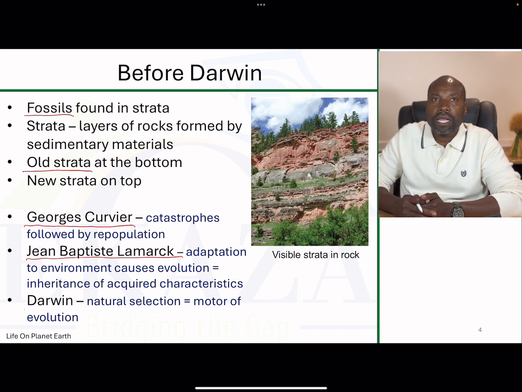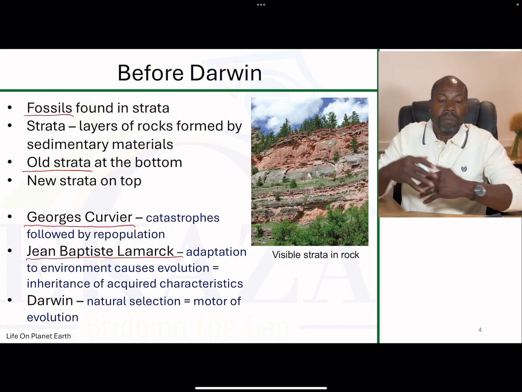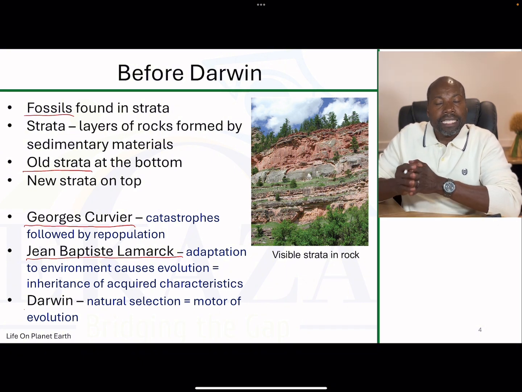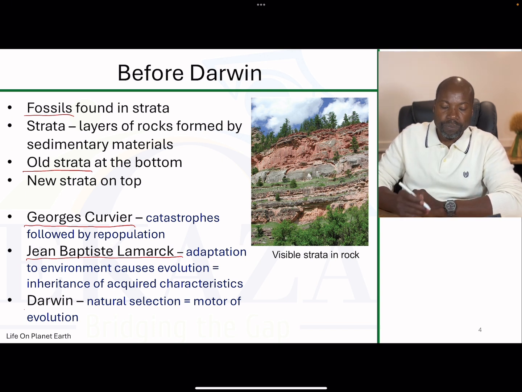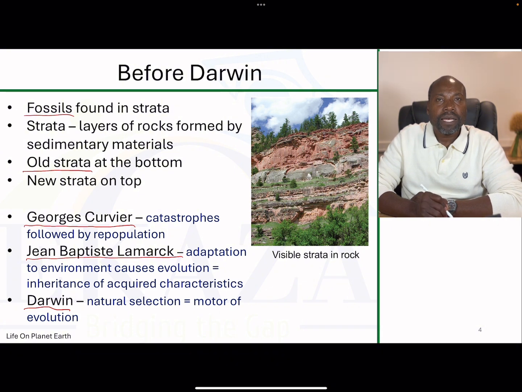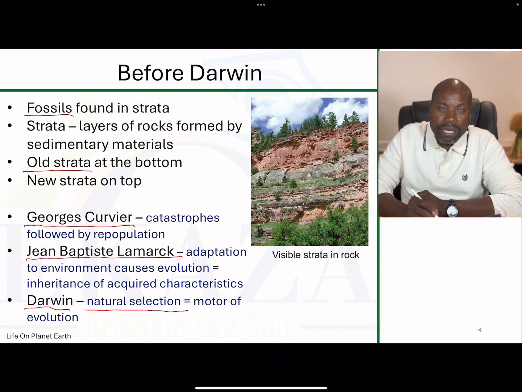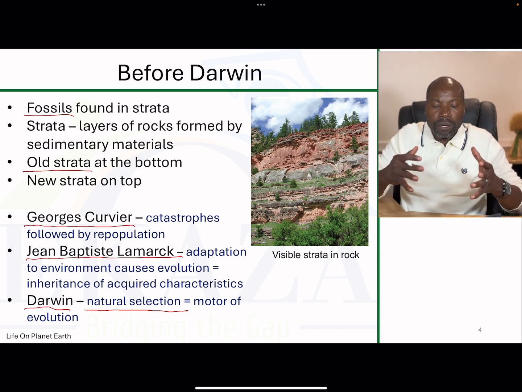But we know that, well, this is not completely true, right? Probably Schwarzenegger's son or daughter has to work as hard as Schwarzenegger himself in order to build up the muscles. So while the idea of adaptation is true, it is conditional, right? It is conditional. Darwin, however, came with the idea that, well, natural selection is the motor of evolution.